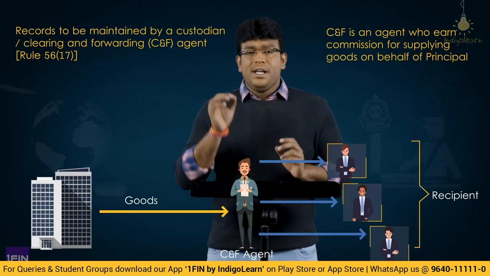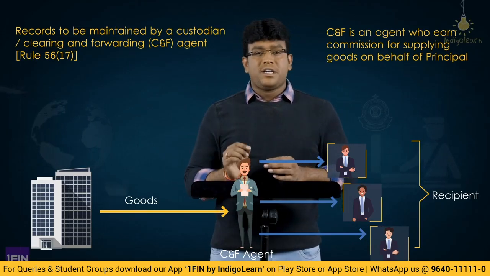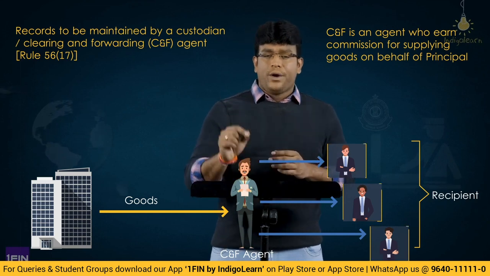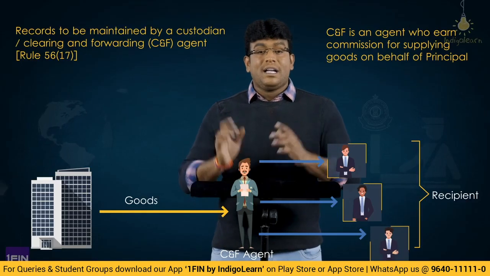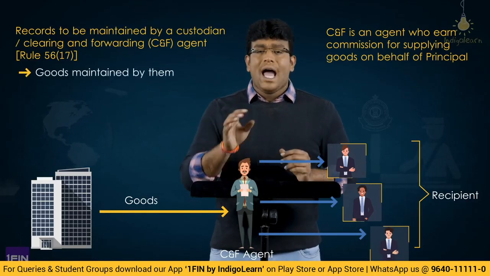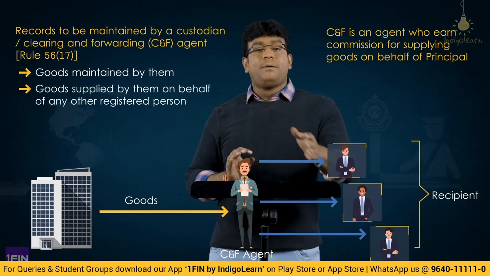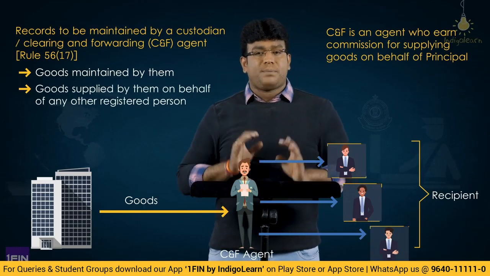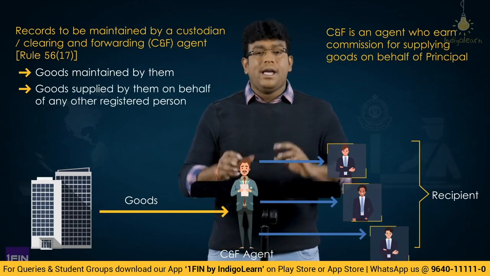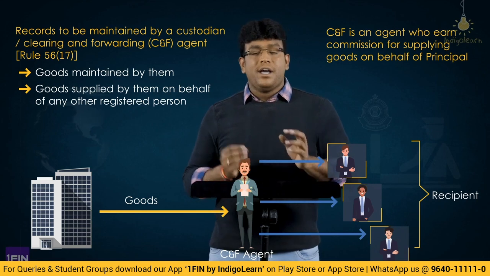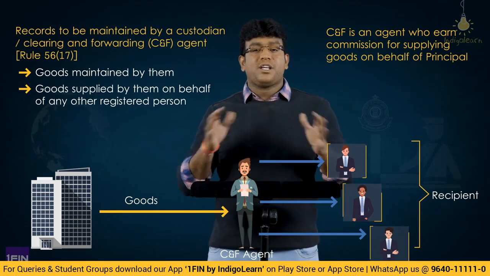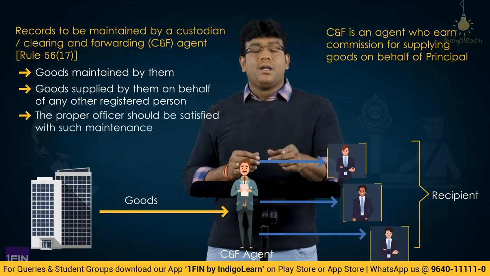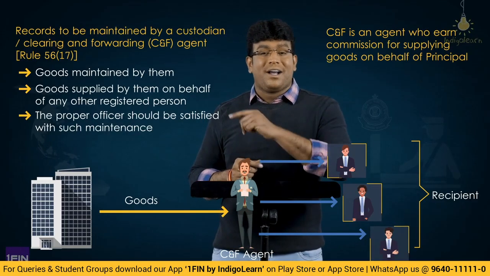Now it is important that this particular clearing and forwarding agent, also called a custodian, should ensure that they maintain proper, true and correct accounts related to the goods maintained by them and the goods supplied by them on behalf of any other registered person. And that record should be sufficient so that tomorrow when the proper officer comes to inspect, the proper officer should be satisfied with the maintenance of accounts and records.